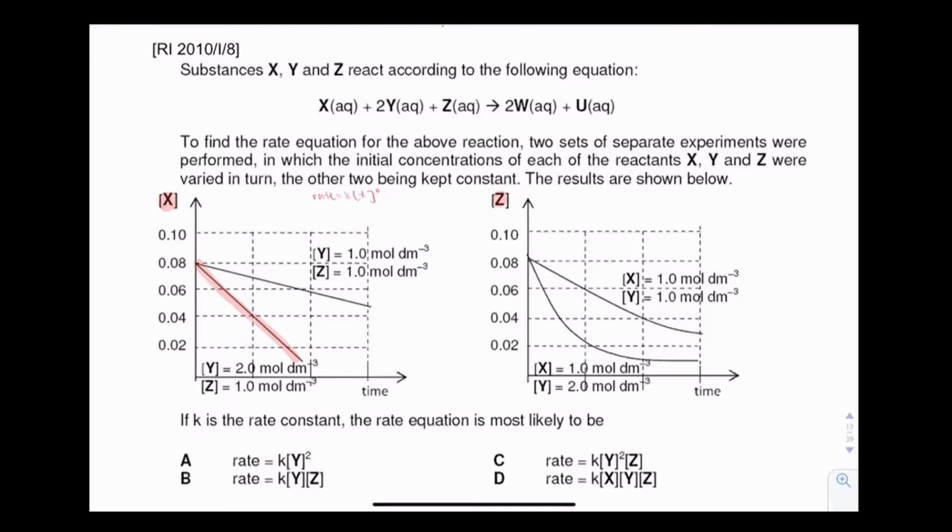Well, it's a curve. So for a curve, you know that if you get this type of curve, for a concentration of reactant versus time graph, it's either first or second order. So how do you determine which one is it? You look at the half-life. So I start from roughly 0.08. Half of that would be 0.04.